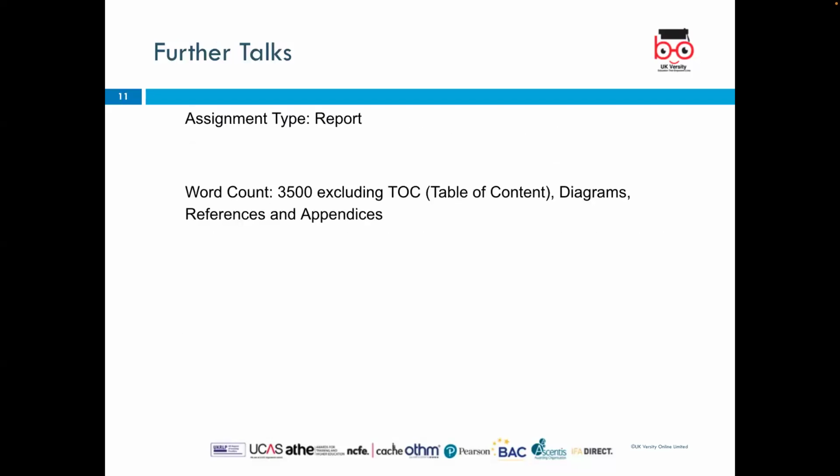So yeah, the assignment type is report, and the word count is 3005, excluding the table of contents, diagram, references, and appendices. So with your 3005 words, the diagram is not included, the table of contents is not included, and the references and appendix are not included too.